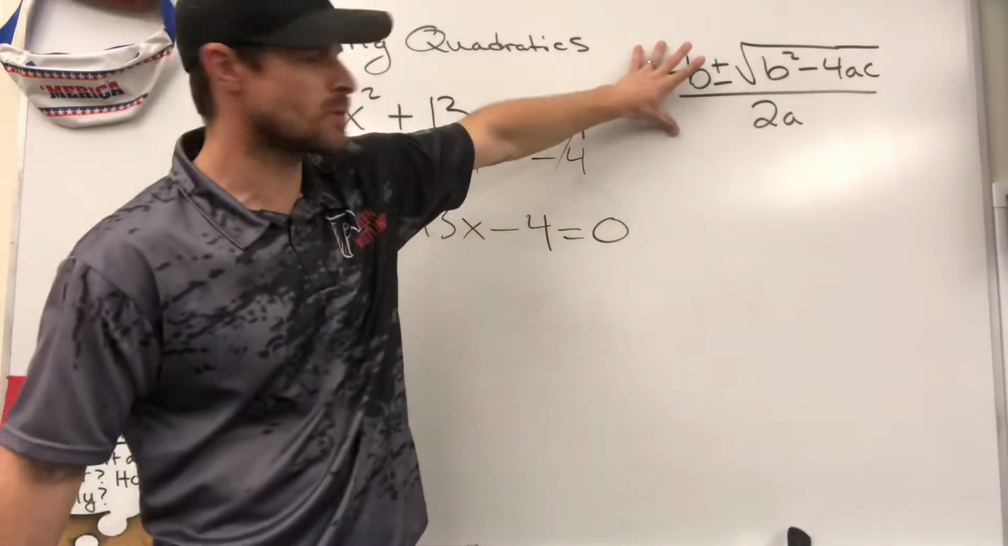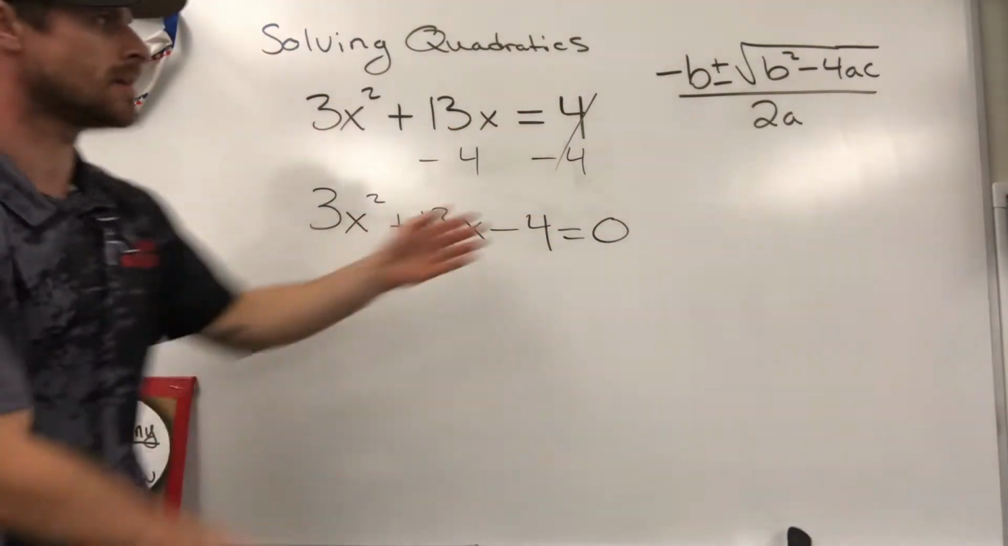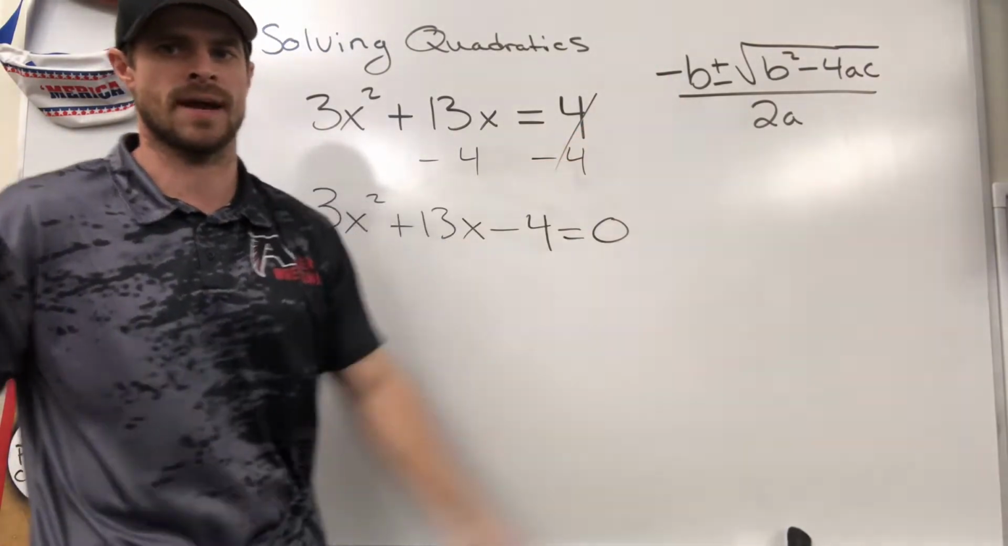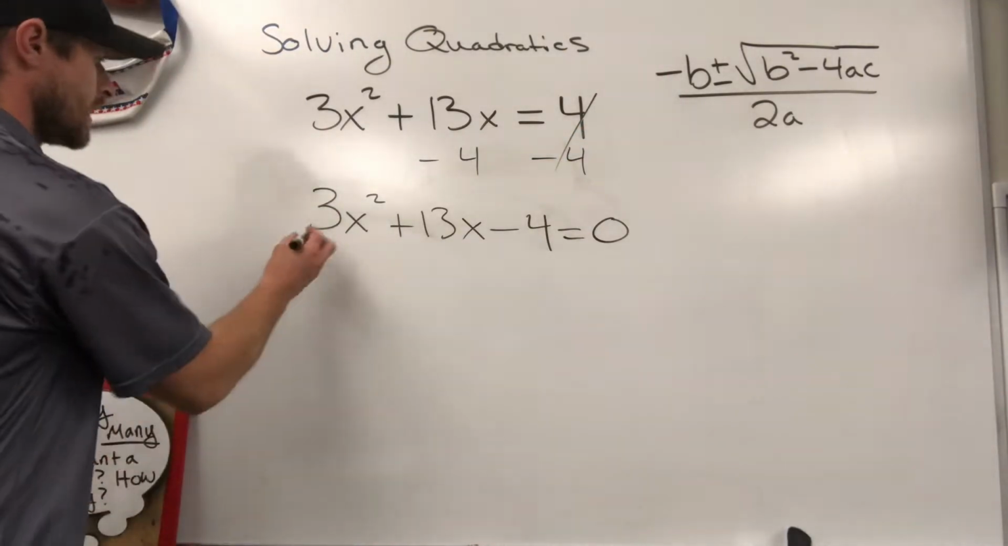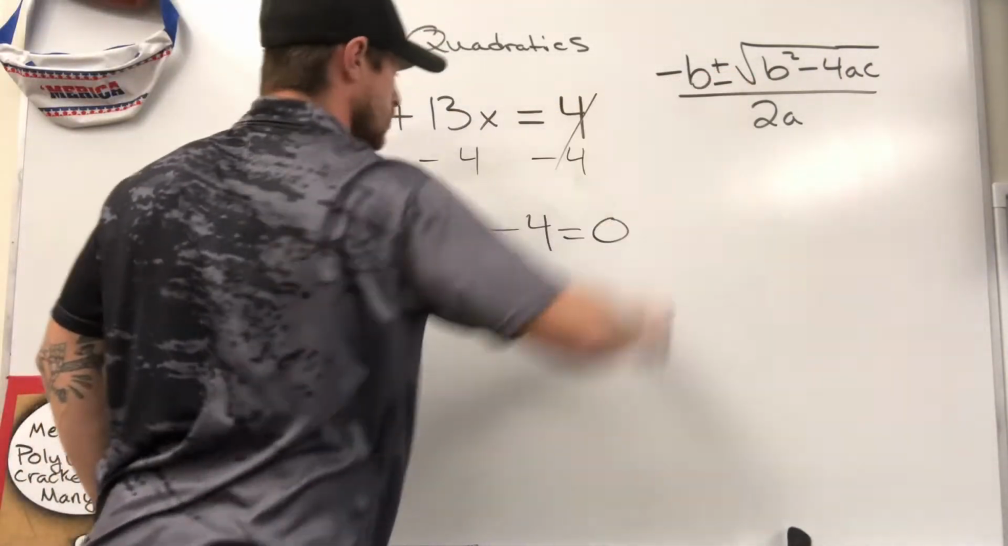If you don't have this memorized, memorize it as soon as you can, because if you're being asked to solve quadratics, this is your go-to if you can't factor it quickly. All right, so we've got an A, a B, and a C. So we just got to plug the numbers into the quadratic formula correctly.